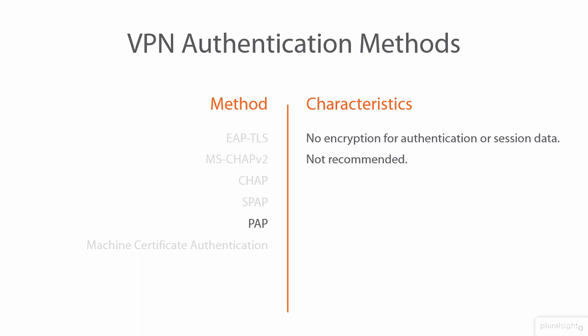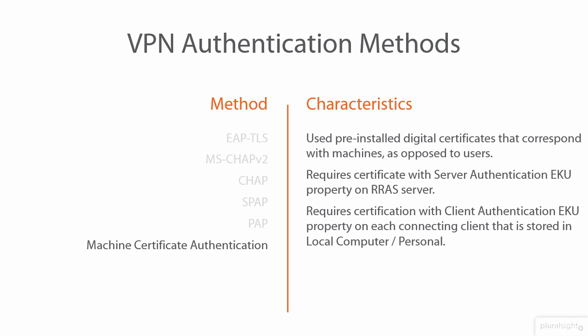Now, the last of these is not any less in terms of security. It's in fact perhaps even a little better, because machine certificate authentication provides a way for you to use pre-installed digital certificates that correspond with machines as opposed to users. Now, the certificates have to exist both on the server for server authentication, as well as on each connecting client for client authentication. That server has to have a server authentication enhanced key usage property set on the cert that's installed onto your RAS server. Your clients also have to have a client authentication certificate on their machines stored in local computer/personal.